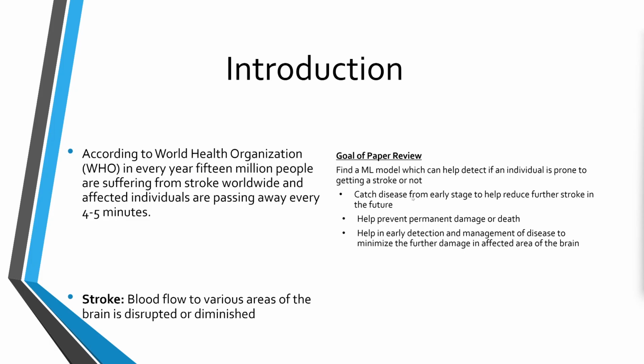in stroke prediction. According to the World Health Organization, every year 15 million people suffer from stroke worldwide, and affected individuals are passing away every 4 to 5 minutes. The goal of the paper review was just to find a machine learning model which can help detect if an individual is prone to getting a stroke or not. Finding a model is helpful in that it can help prevent permanent damage or death. It can help in early detection and management of the stroke disease to minimize further damage in the affected area of the brain.